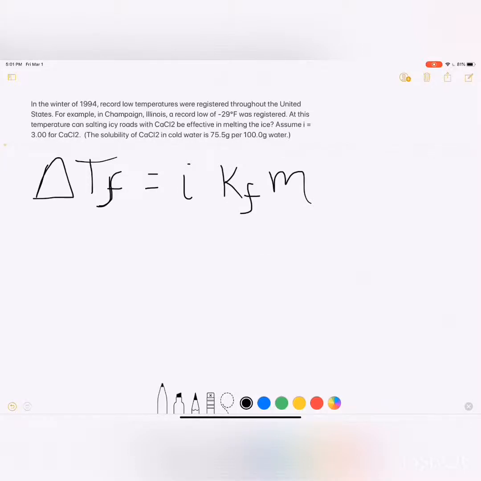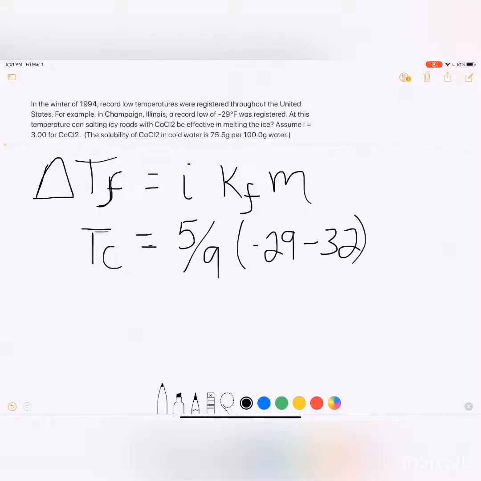So first thing we need to do is look at what we're judging against in degrees Celsius rather than in degrees Fahrenheit. So we can see that the temperature in Celsius, we know that the conversion factor is 5/9 times our Fahrenheit temperature, minus 32. Okay, so that's how we get from Fahrenheit to degrees Celsius. And when we actually do that subtraction and the multiplication, we wind up with negative 33.89, and that is degrees Celsius. So I can put that right there as well. So this is what we're going to judge against.